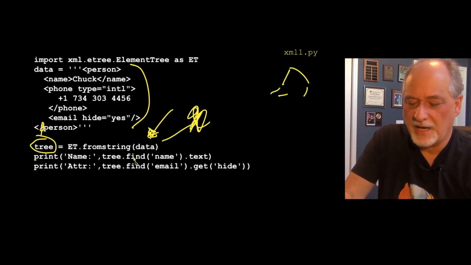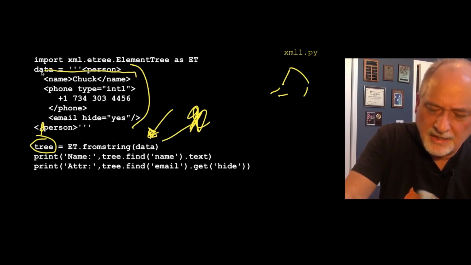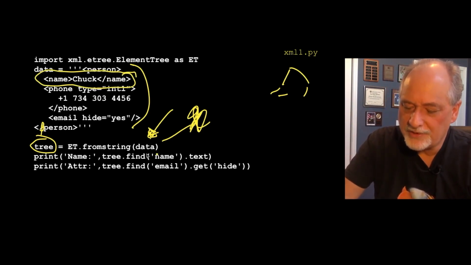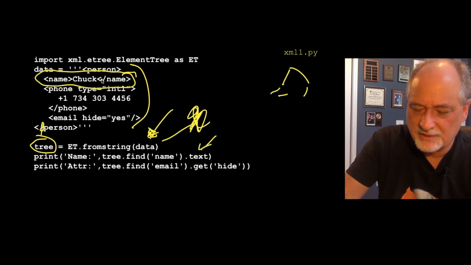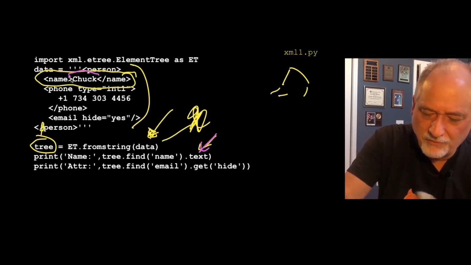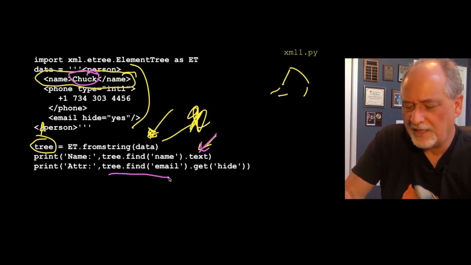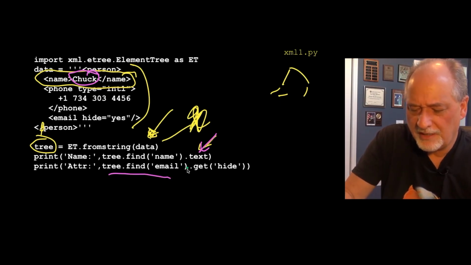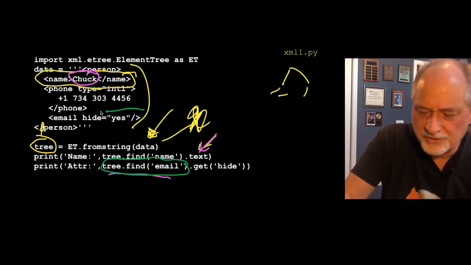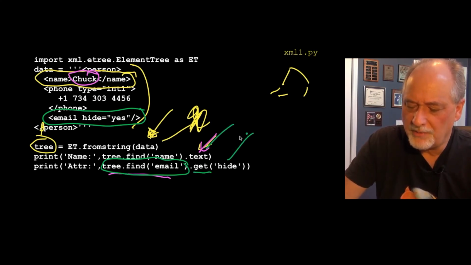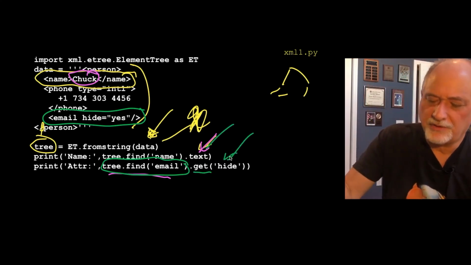So we say tree.find and look for a tag name. So that finds the tag name is this. It's everything. It's the tag and the text. If we want the text, we add .text, and then that .text actually refines it to only the word Chuck. And similarly, if we do tree.find email, that finds the email tag, which is this tag. It has an attribute, and you can get any of the attributes. You say .get. There's only one text child, but there are many attribute children, and so you have to tell it which one you want.